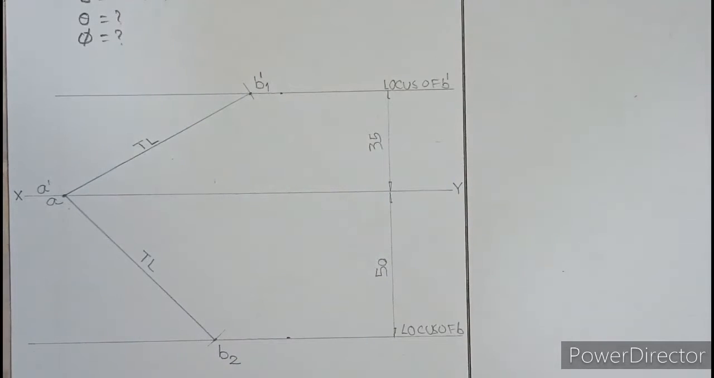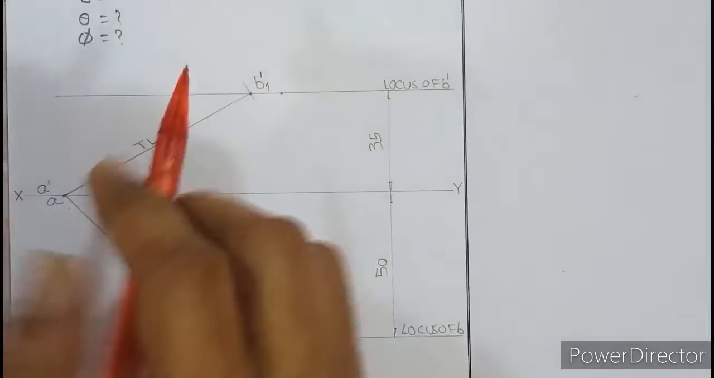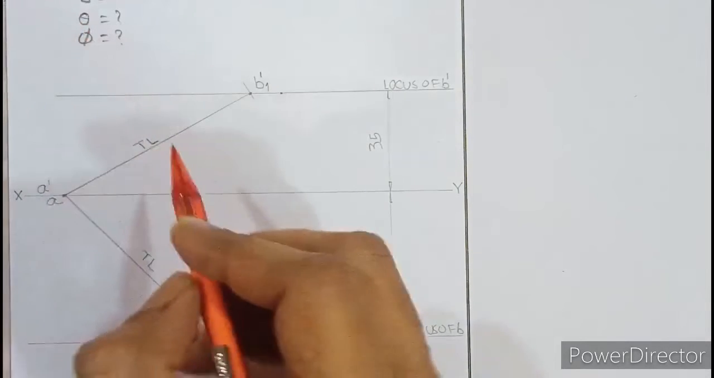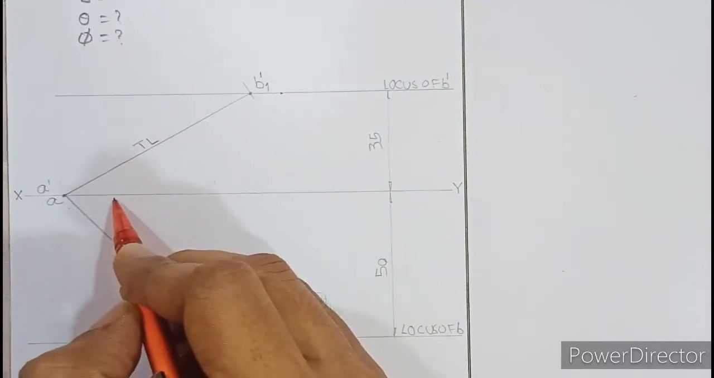So in the question they have asked you to draw projections. Draw projection means you have to draw front view and top view of the line. They have also asked you to find theta and phi, that can be done easily. So you can find theta, you can find phi.